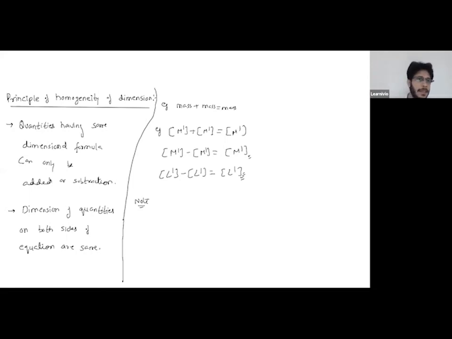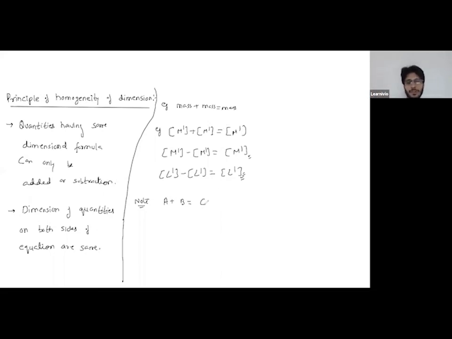Okay. The next is, let's say I write this equation A plus B equal to C. Now, can you compare the dimensions of A and B? If I'm writing m1 plus m1, why is it not 2m1? 2 is the magnitude, Janvi. In dimensions, magnitude doesn't matter. It's like mass plus mass is mass.